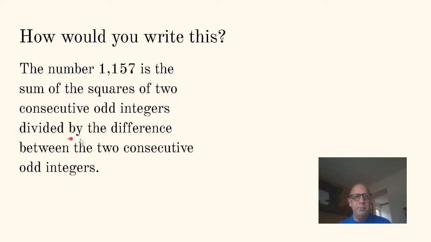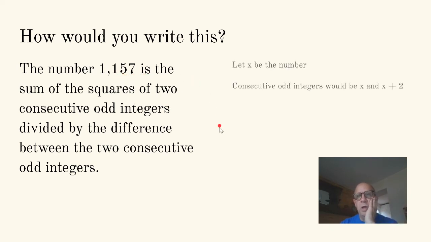I'm dividing by the difference between the two consecutive odd integers. So I've got my x plus 2 and my x, and I'm going to find the difference. So I'm going to subtract them, and I'm going to subtract the little one from the big one. So x plus 2 minus x. And all of that is going to equal the number 1,157.